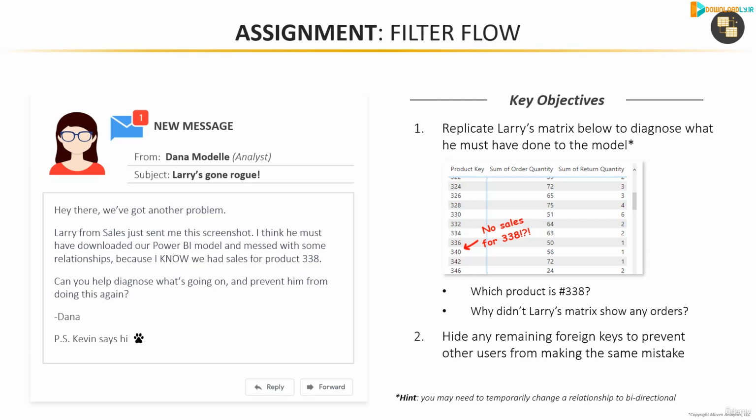And then objective number 2, we're going to hide any remaining foreign keys from our model to prevent other users from potentially making the same mistake. Good luck.